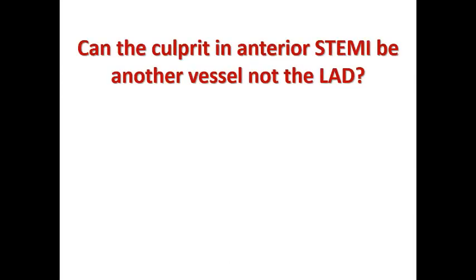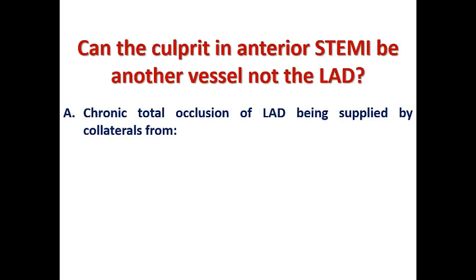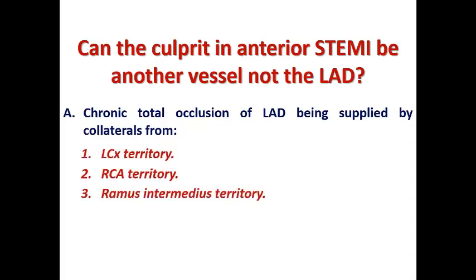The culprit artery in anterior STEMI is mostly the LAD in the majority of cases, but can it be another vessel, not the LAD? Yes, of course. In case of chronic total occlusion of the LAD that is retrogradely supplied by collaterals from the LCX territory, RCA, or ramus intermedius, occlusion of the LCX, RCA, or ramus can result in anterior STEMI, and these are the culprit arteries in this example. So here the LAD is a chronic total occlusion and not the culprit artery for the infarction.